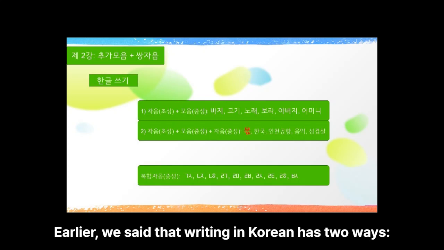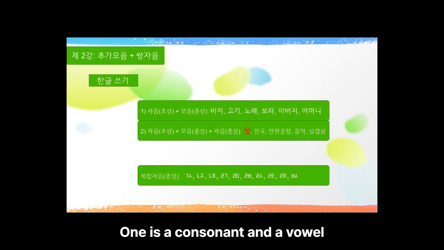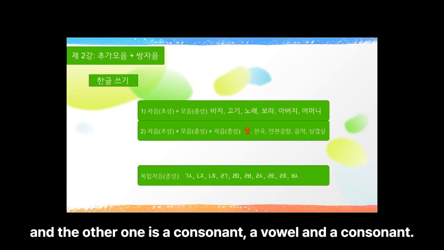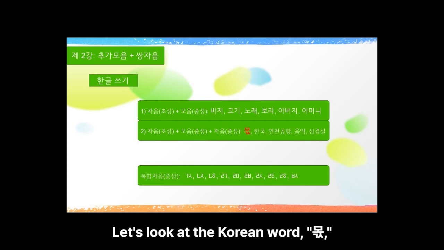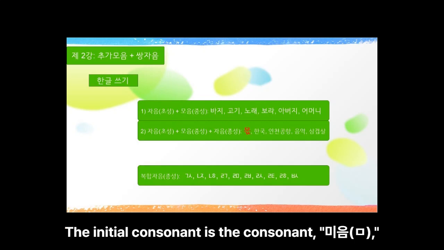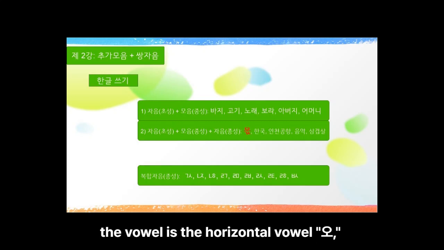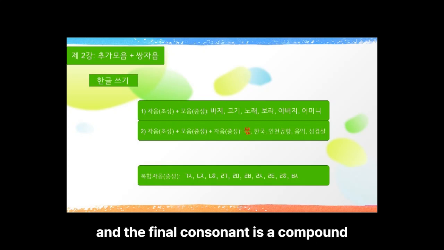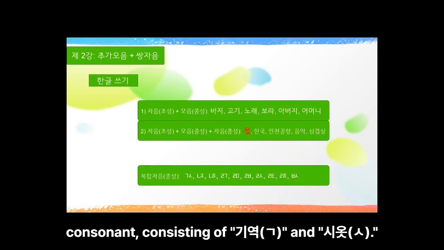Earlier, we said that writing in Korean has 2 ways, one is a consonant and a vowel, and the other one is a consonant, a vowel, and a consonant. Let's look at the Korean word, mak, following the second method as an example. The initial consonant is the consonant, mium, the vowel is the horizontal vowel o, and the final consonant is a compound consonant, consisting of giok and siet.